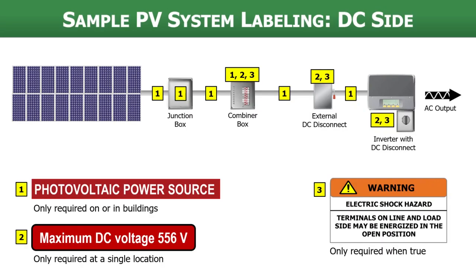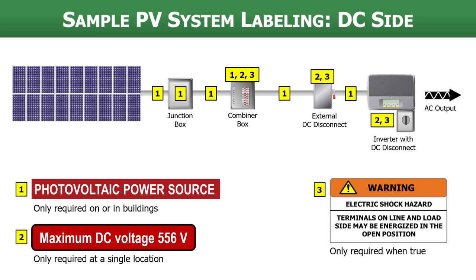Okay, now we're going to wrap it up. Here's our sample PV system labeling slide. Now, these labels are required or may be required on the DC side. Label 1, photovoltaic power source. That's the label or sticker for conduit, raceways, junction boxes, basically any DC circuit that's in or on a building.